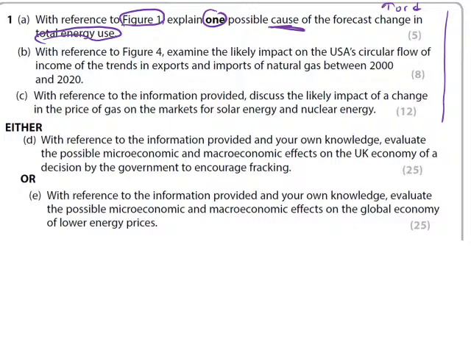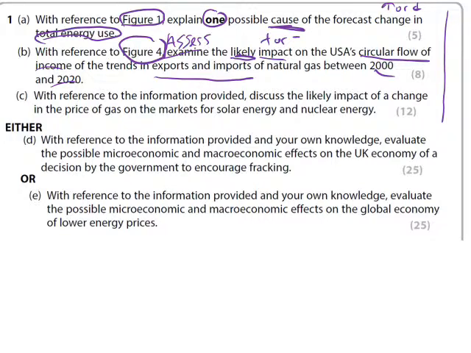So there's going to be a change, either an increase or a decrease, and you need 1 possible cause of that. With reference to figure 4, again looking at some data, examine the likely, so what's the most likely effect on the circular flow of income of the trends in exports and imports. So it's going to be telling you whether the value of those are increasing or decreasing between 2000 and 2020. Examine is the same as assess, so if you're going to annotate this, you could just change that to assess to keep you right. Impact is going to be positive or negative impacts. Again, a little bit of annotation might keep you in the right direction.